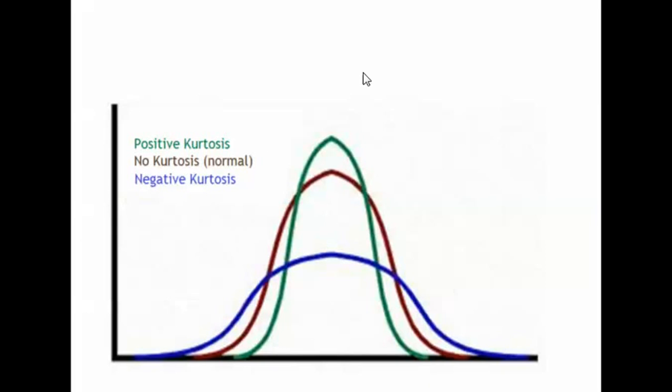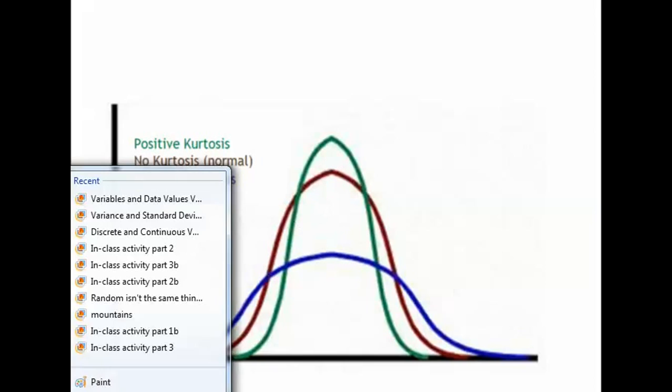I was trying to think of an example of a variable that might have a negative kurtosis and a variable that might have a positive kurtosis. I was thinking that the ages of people living in a city might have a negative kurtosis. So, for example, the ages of people living in San Jose might have a negative kurtosis, or the ages of people living in any city.